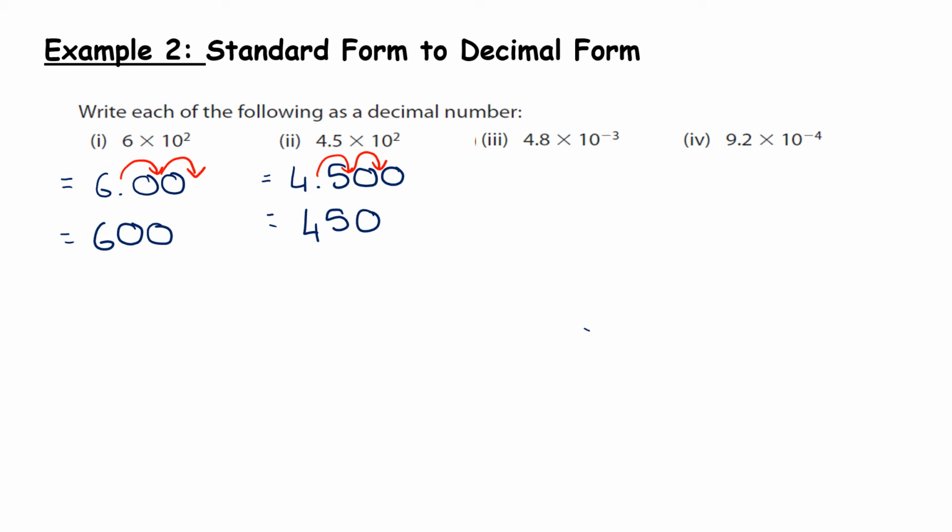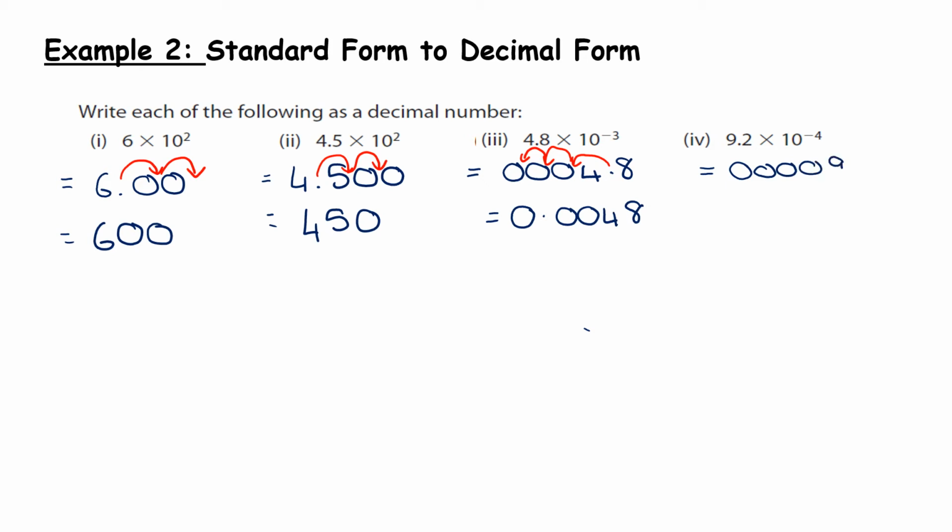Now we have a negative power. Remember, the negative power means the number is smaller. So to help, I'm going to put some zeros before the 4. Because it was -3, I'm going to end up making my decimal number smaller. So I jump it 3 spaces to the left. So I get 0.0048.